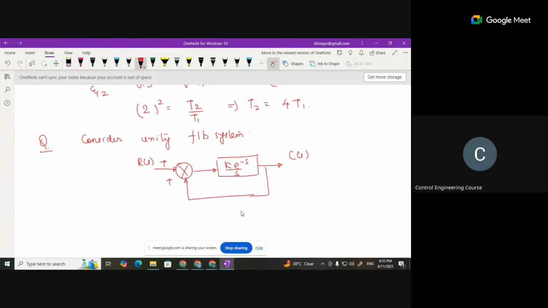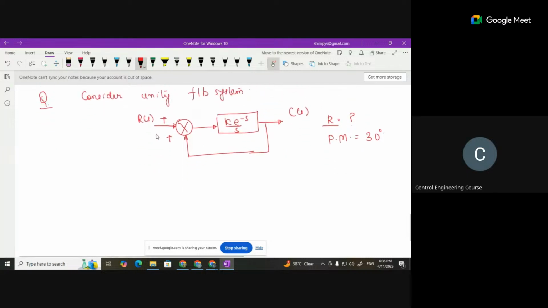So what has to be computed here is the value of K that results in a phase margin of the system to be 30°, right? We have to find out that value of K here. Is the question clear? Yes, ma'am. Okay. So let us see how we'll do this problem.